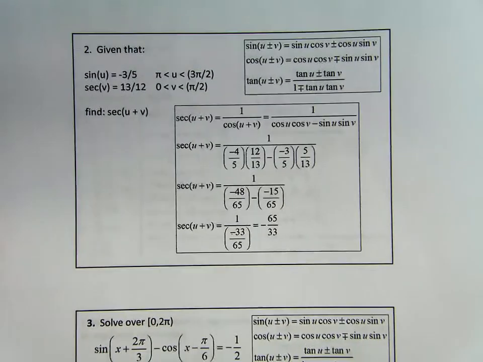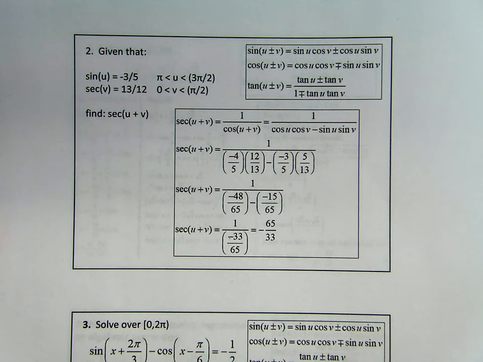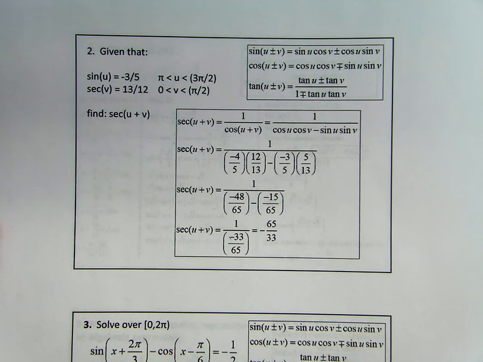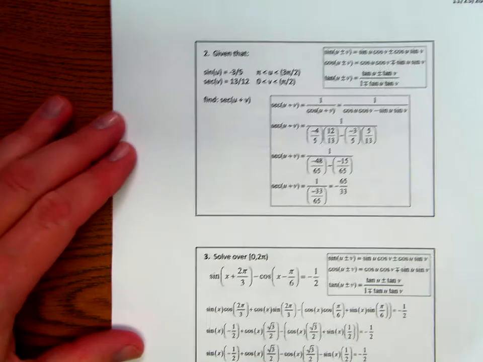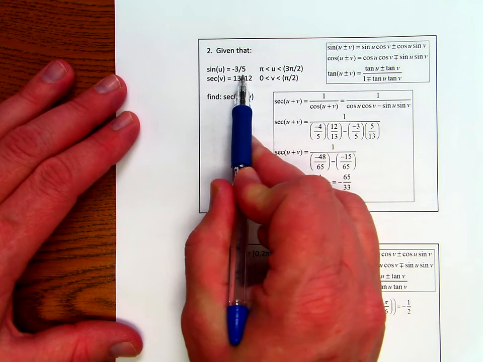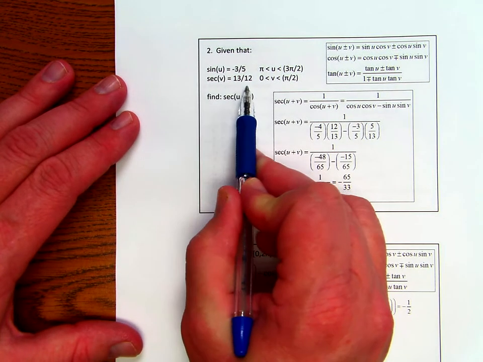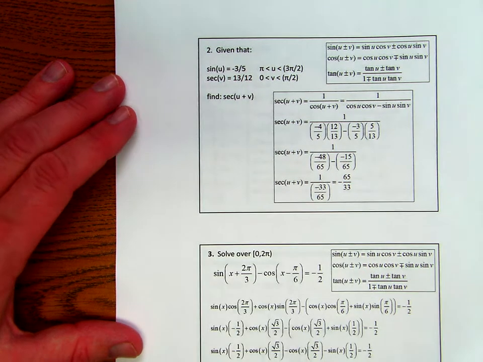Okay, next context we're going to look at. How would this play out when you are dealing with questions that are being described as angles in standard position or rotations in the coordinate plane? So, probably need to zoom out a little bit because we've got to add a little bit to this picture. Given that the sine of u is negative 3/5 and the secant of v is 13/12, what's the secant of u plus v?